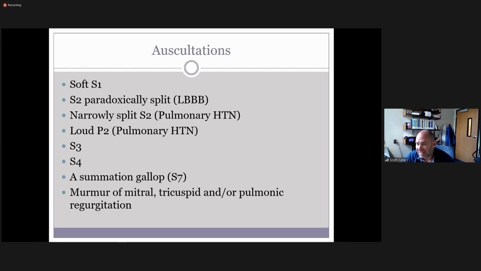Good. All right, so murmurs of mitral, tricuspid, and/or pulmonic regurgitation could occur. They could be hearing those low rumbles from those different locations, so they might have some suspicions there. And again, those go back to murmurs.